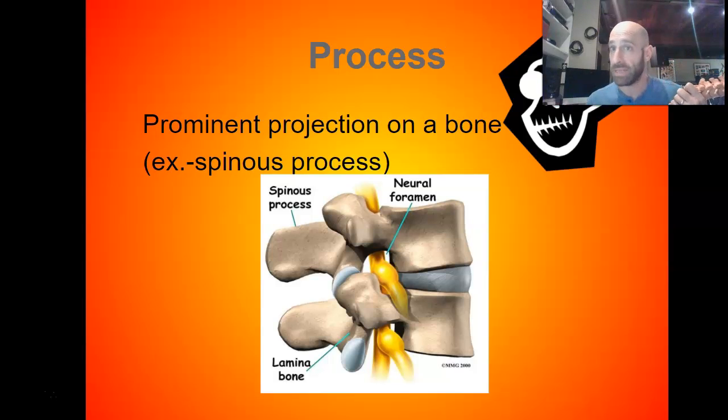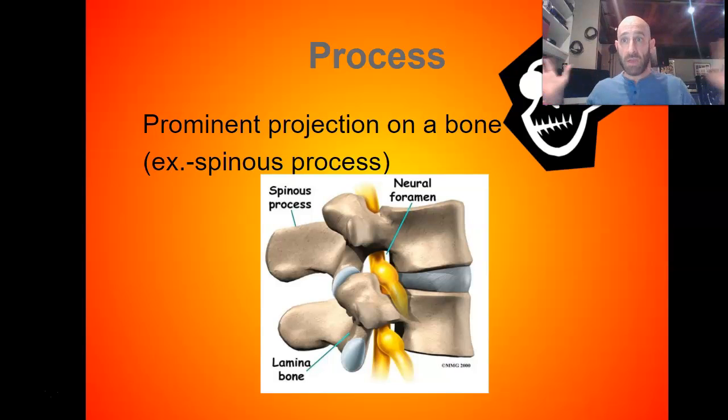And a process always has the same job. It's there for muscle attachment. So your muscles need to attach to something. We have a lot of processes in our vertebrae. And the reason why our vertebrae are so weird looking is because our back has many small muscles which attach to it so that way we can move.